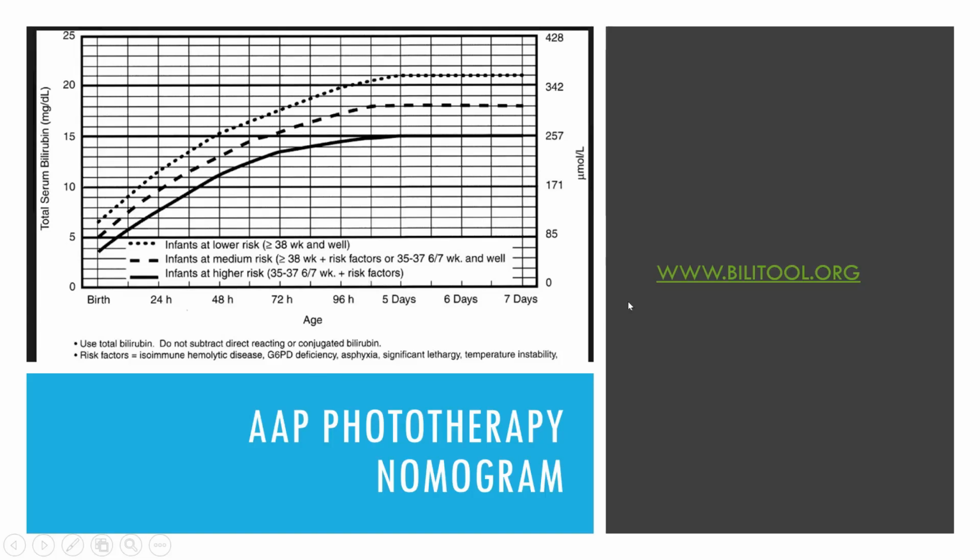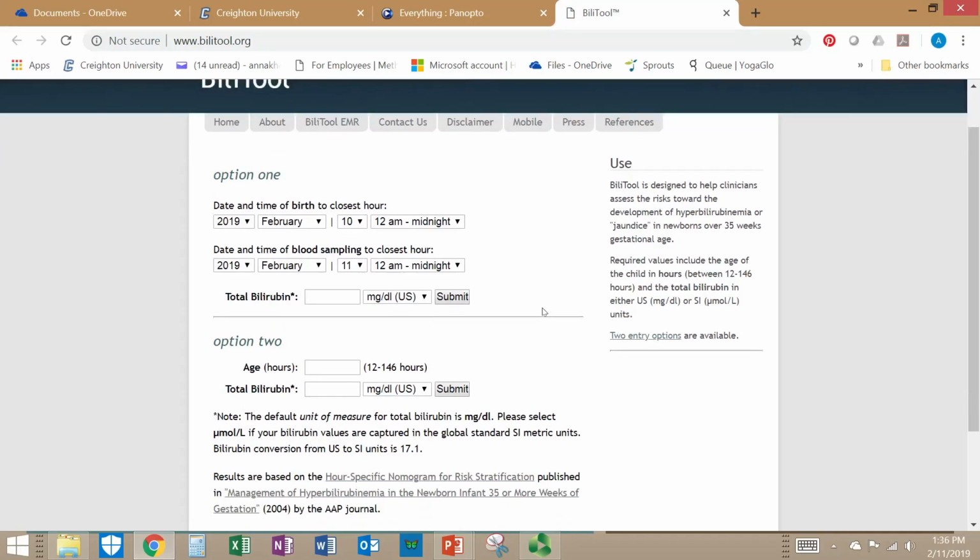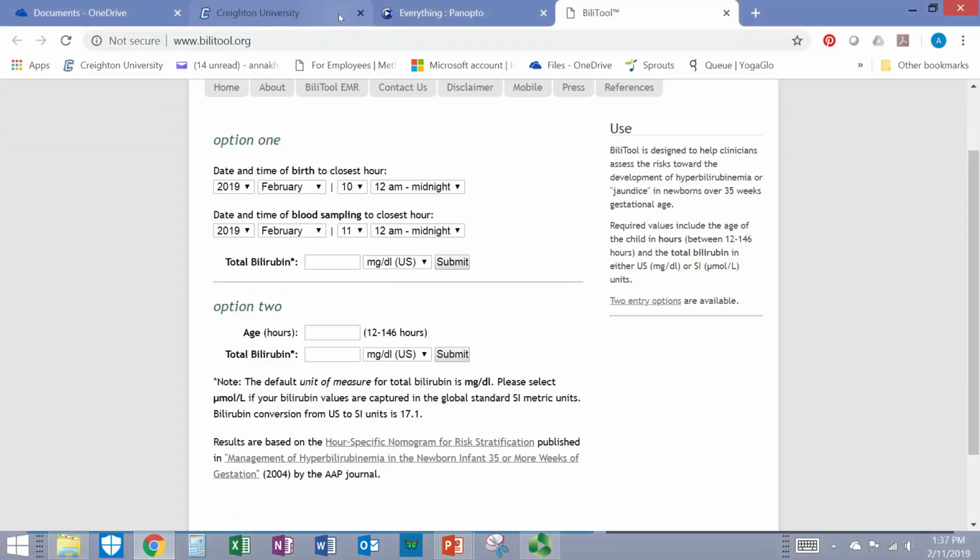And this link here, should we see if it works? Oh, it's going to work. This is exciting. This is the go-to for bilirubin evaluation. If you don't have that nomogram right in front of you, you can just go to this website, because we all have computers in front of us all the time, bilitool.org. And then I always do this option 2 down here, age in hours. So we'll say the baby's 36 hours old. I'm just randomly picking numbers here.